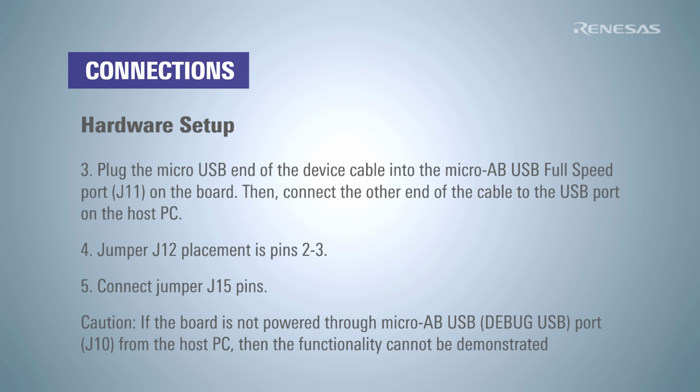Now, let's connect another USB cable. Plug the micro USB end of the device cable into the micro AB USB full speed port labeled J11 on the EK RA6M4 board. Then, connect the other end of the cable to a USB port on your host PC.